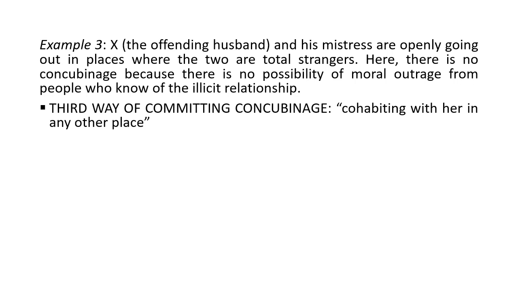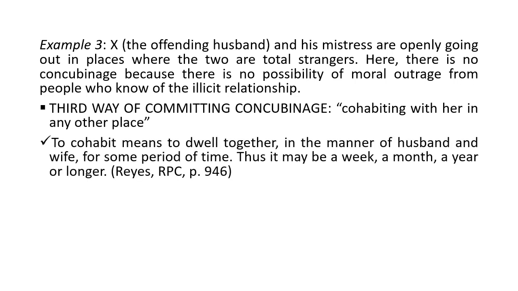Third way of committing concubinage: by cohabiting with the woman in any other place. To cohabit means to dwell together in the manner of husband and wife for some period of time. Thus, in a case, the Supreme Court ruled that cohabitation can be a week, a month, a year, or longer.